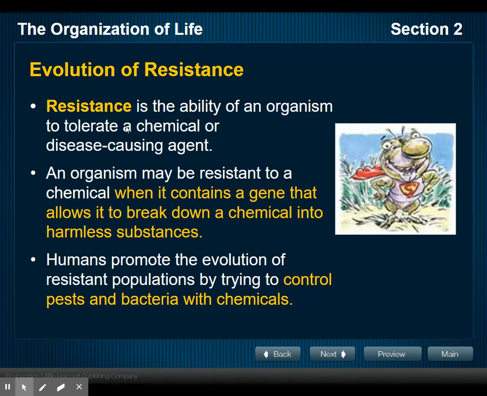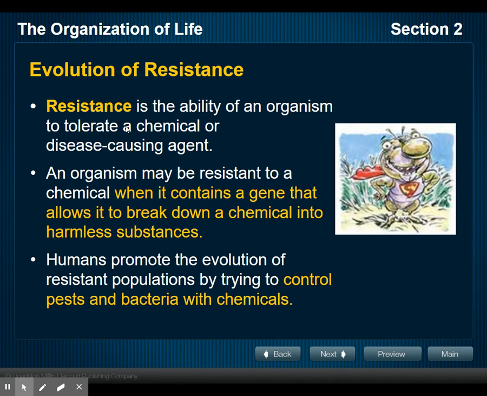So one of the biggest problems with evolution for us is resistance in our pest species. It could be insects, it could be bacteria, it could be worms and goats. And since I raise goats, I'll speak to you from that perspective as a farmer that has goats. But resistance is the ability of an organism to tolerate a chemical or disease-causing agent because it contains a gene that can allow it to break down chemicals into harmless substances.